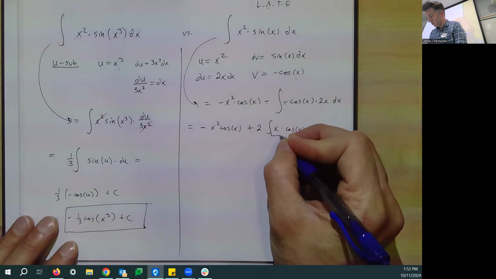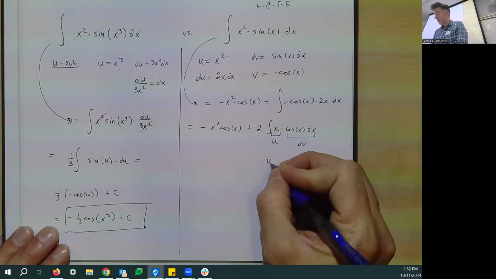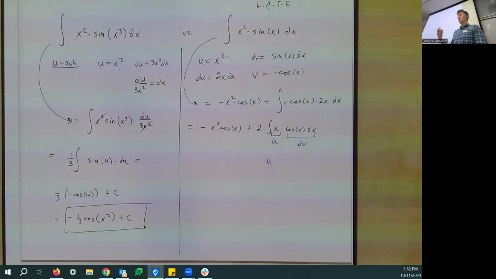Here's my new u. Here's my dv. The nice thing about repeated integration by parts is you can still use the same variables u and dv every time because you're not actually replacing something. Whereas if you have to do repeated u substitution, which we haven't gotten to yet, then you do have to pick a new letter for your new u thing, which is annoying.